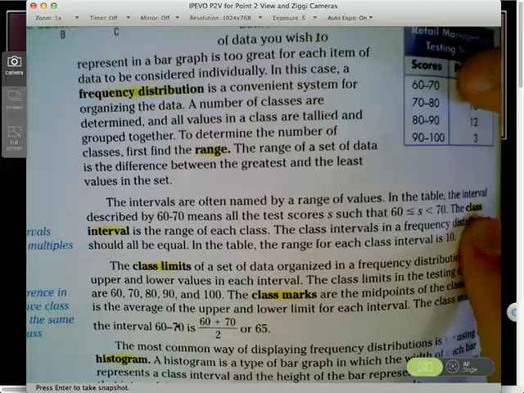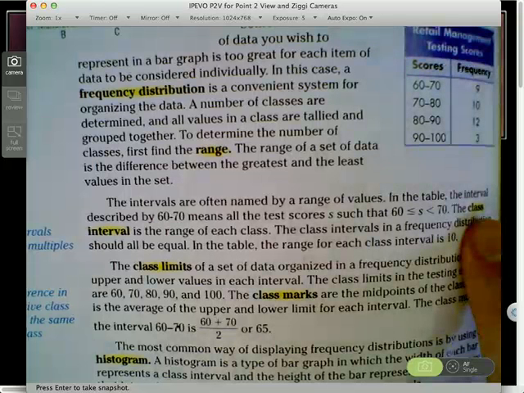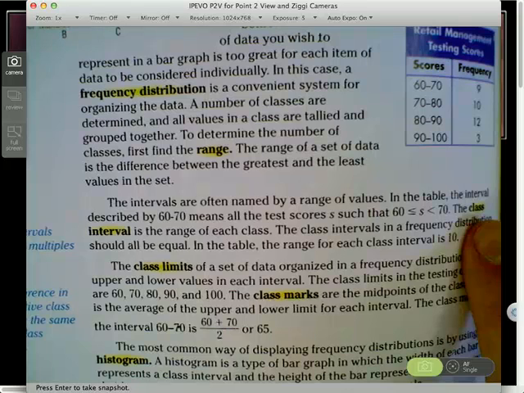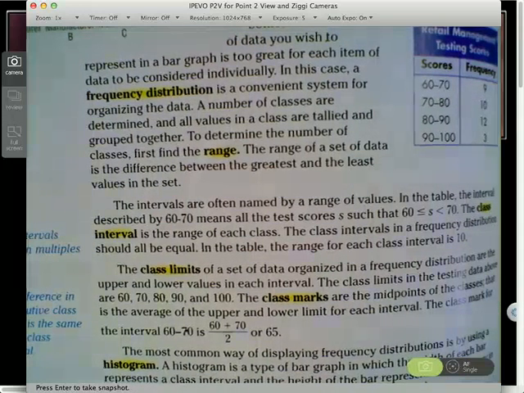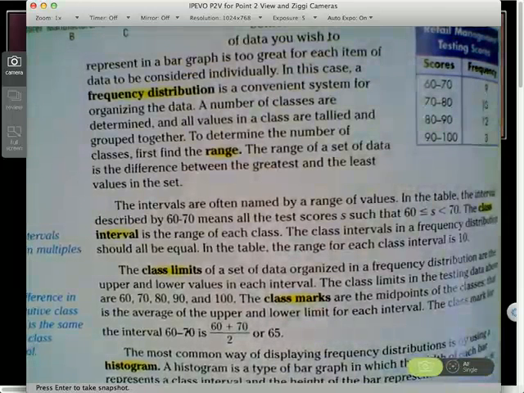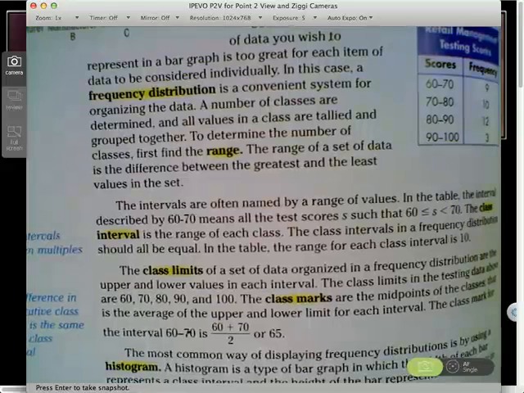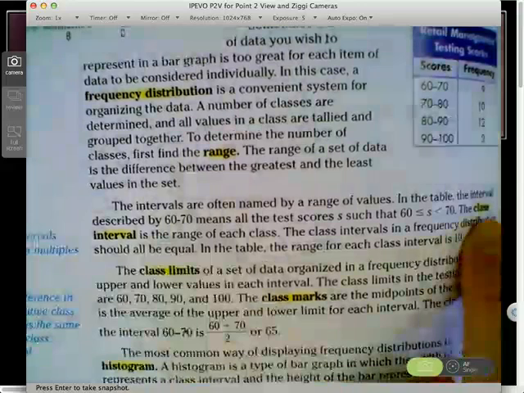Wait, why isn't the limit 69 and the middle would be 70? Well, because I could have 69.9999, anything up to 70 would be included. So is that really the midpoint? I see your argument there, but in this case we just take the class mark as the midpoint of it.